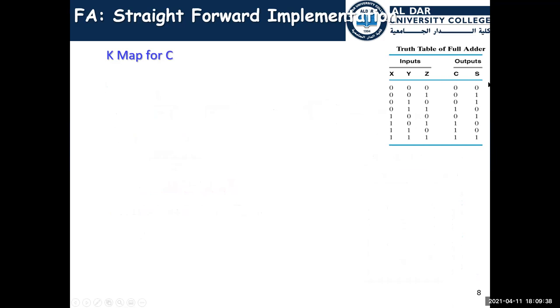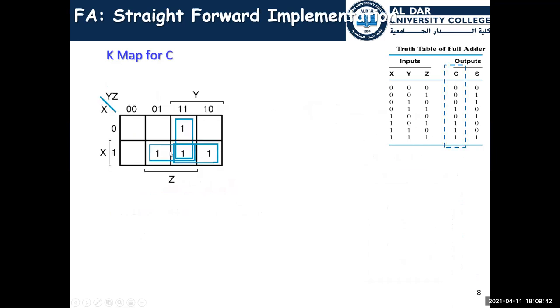The Karnaugh map for the carry. If you see the carry here, so the Karnaugh map is like that, C equals this part. We can exclude X because here, this is YZ. Here we can exclude Y, so it is XZ. And here we can exclude Z, this is XY.